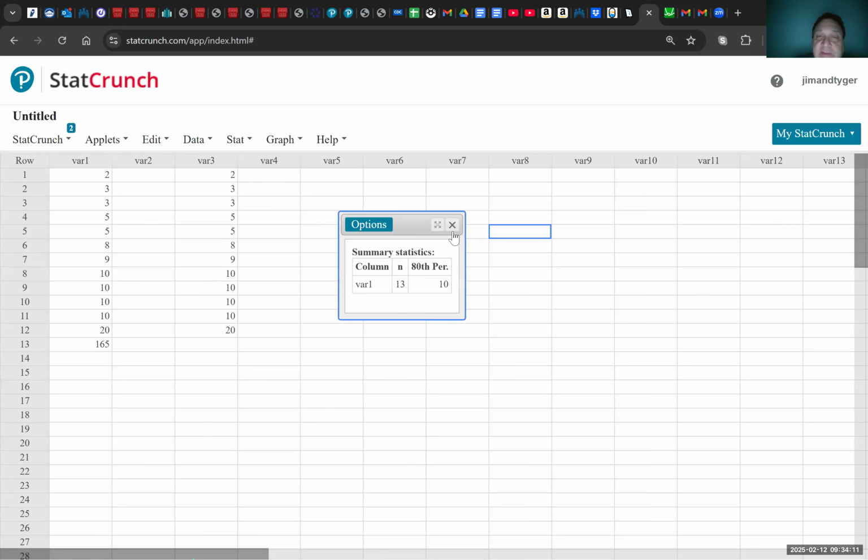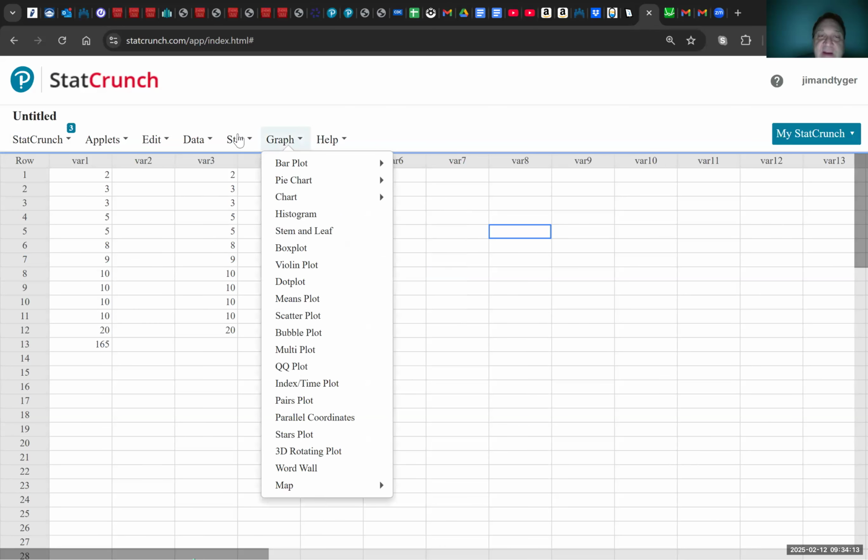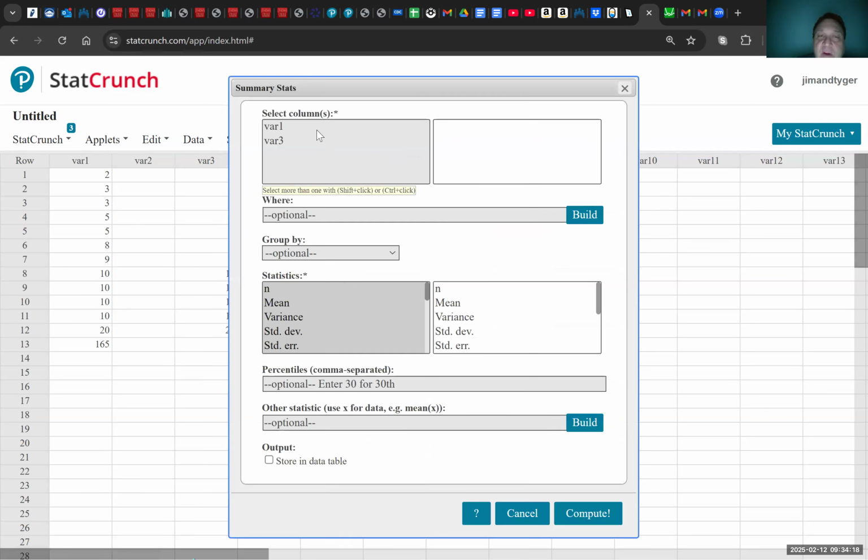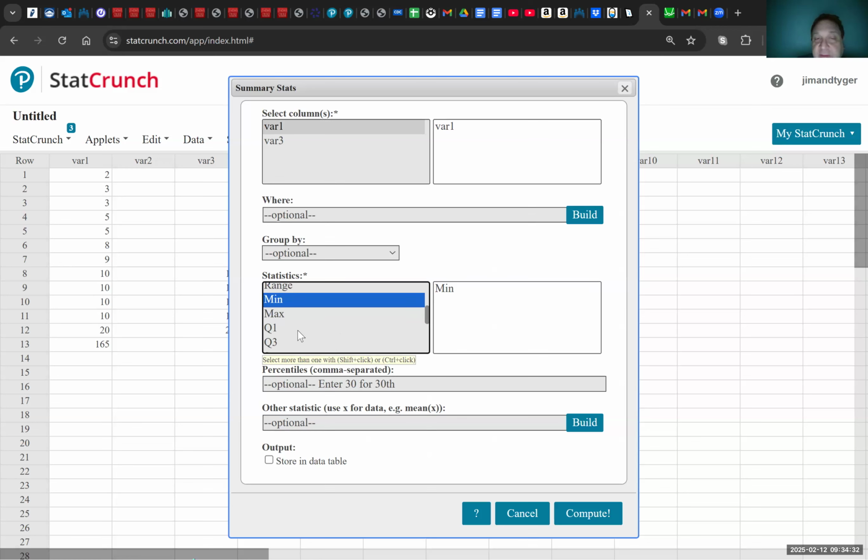I'm going to get rid of this guy, go back to my summary stats, columns, var1, and in this thing we're going to be measuring the 5-number summary. So the 5-number summary starts with the minimum. That's the X minimum value. The next one is called Q1. So I'm going to hold down the control button and hit Q1. Q3 is there, but I'm going to put them in order because math people get really picky about stuff. They really want the order to be the right order. So min, Q1, Q2, Q3, max.